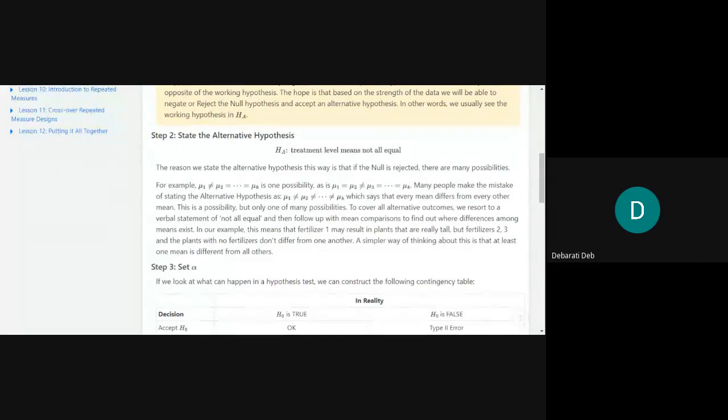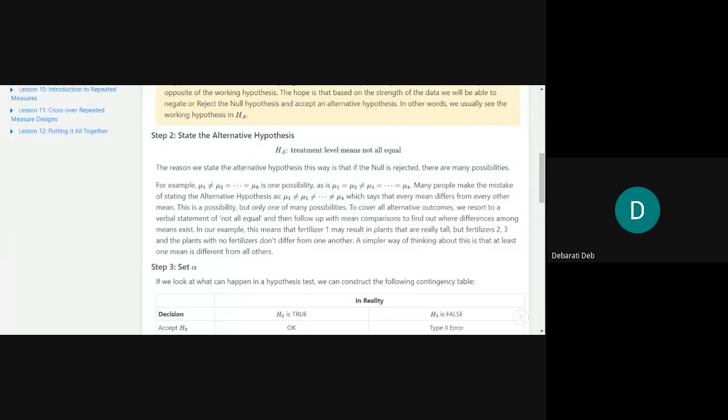Okay. So if you have understood and written the null hypothesis, then let us move on to the second step, which is to state the alternative hypothesis. Okay. Now, if you're writing that there is no difference between the heights of all the different groups of plants, then for the alternative hypothesis, you will write: treatment level means not all equal.